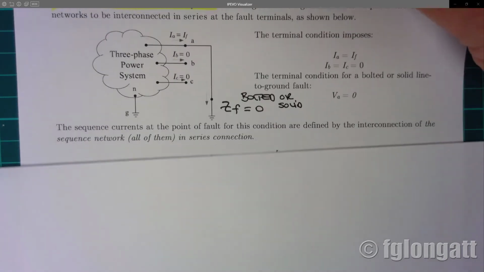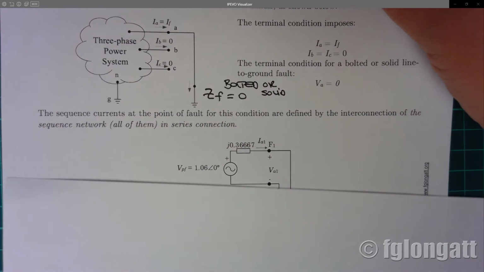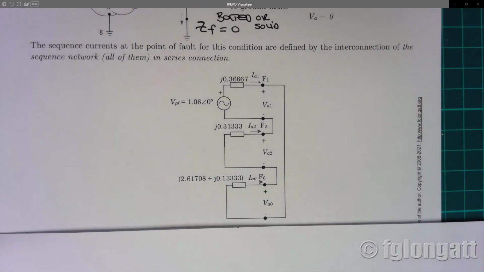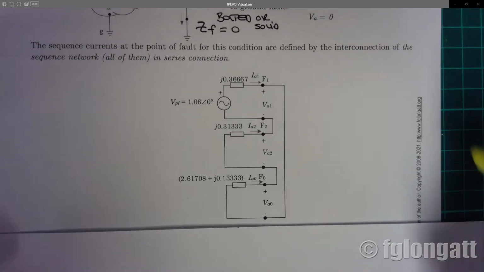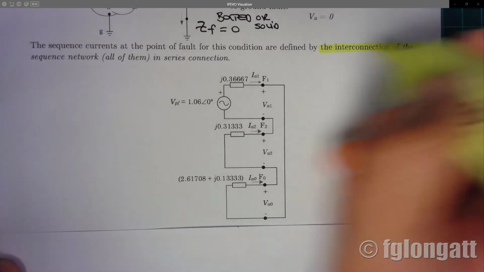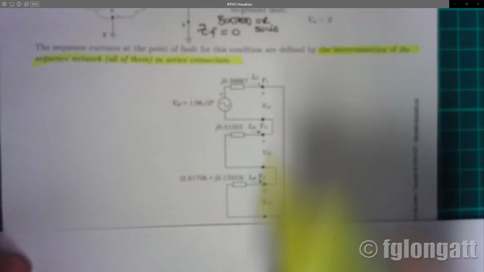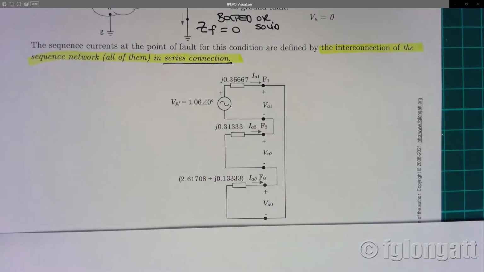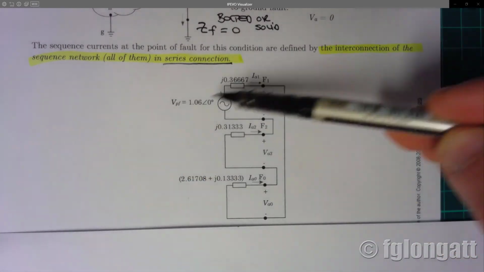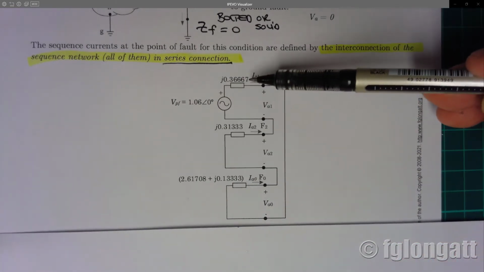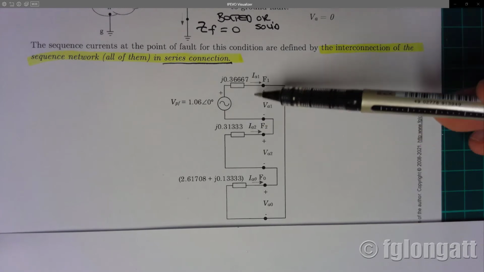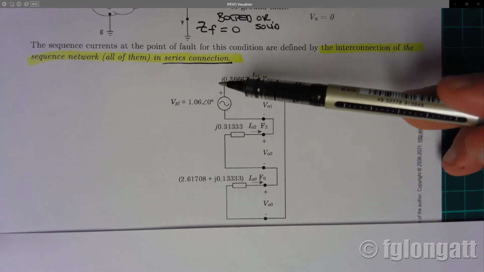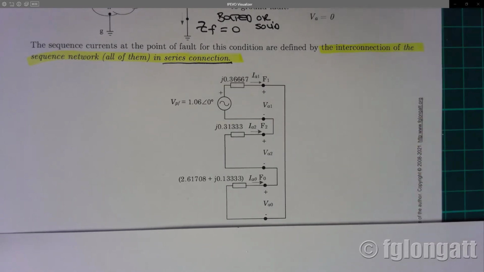I highly suggest that you read my classes. If you remember from my classes, when we have a line to ground fault, we need to interconnect the positive, negative, and zero sequence networks, all of them in a series connection. And that is what I am showing you here: the interconnection of the positive network, negative network, and zero network. All of them are interconnected in series.